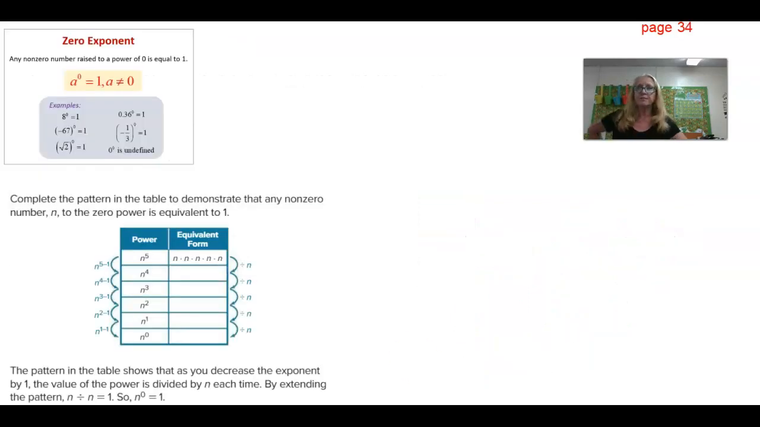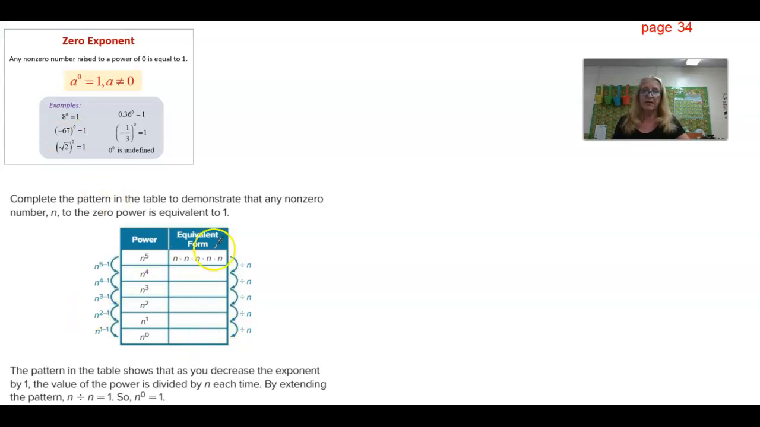Next page. Here we have our 0 exponent rule. Any number to the 0 power is equal to 1. There is one exception. They don't include 0 in that group. If 0 is raised to the power of 0, it is not equal to 1. It's still 0. There's some argument over the whole 0 thing.